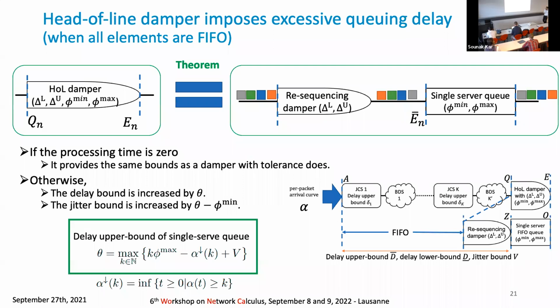But if the processing time is non-zero, things are a bit different, because then we have to account for the delay and jitter of a single server queue. So this is what we capture. We capture the delay bound of the single server queue, as you could see here. And the jitter is simply this delay bound minus the minimum processing time.